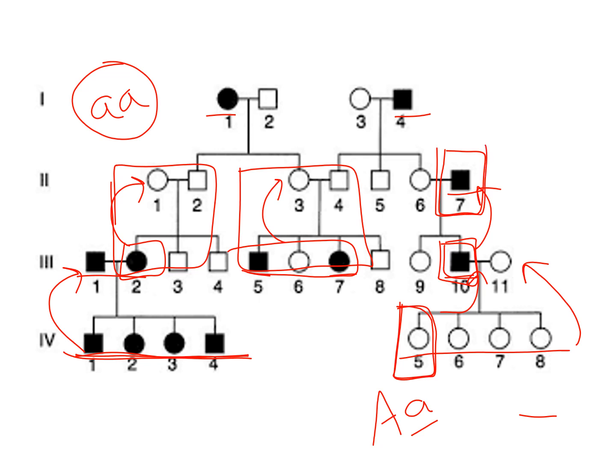Second person to look at, person number 7. Person number 7 has the disorder, and because this is an autosomal recessive disorder, he must be homozygous recessive.